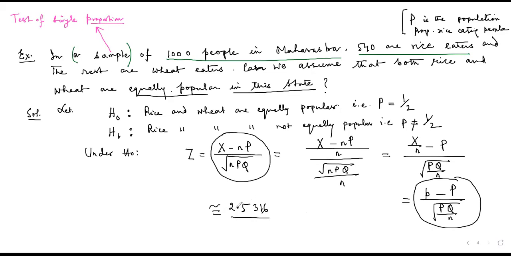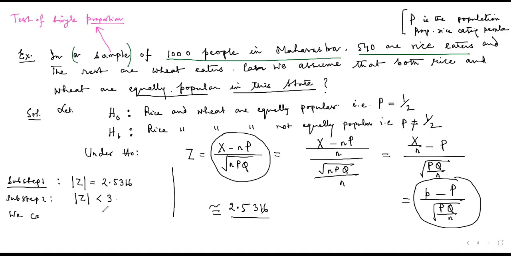2.5316. Now carefully observe that according to the steps that I discussed in the previous problem, substep number 1, I have to consider mod Z, which is definitely 2.5316 in this case. Substep number 2 reveals that this mod Z is actually less than 3. We can't reject the null hypothesis immediately. We cannot reject the null hypothesis immediately.